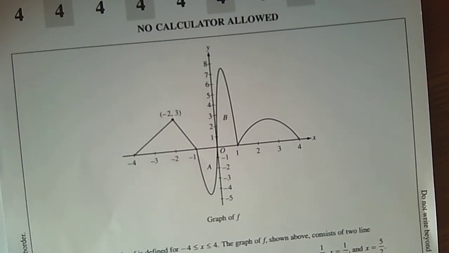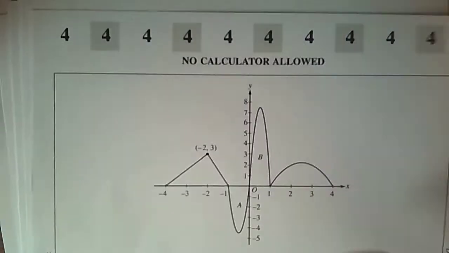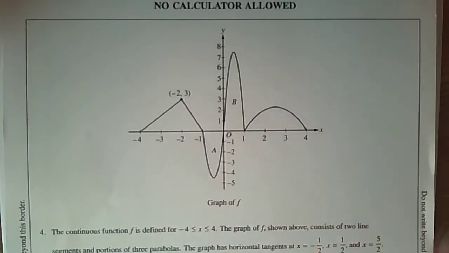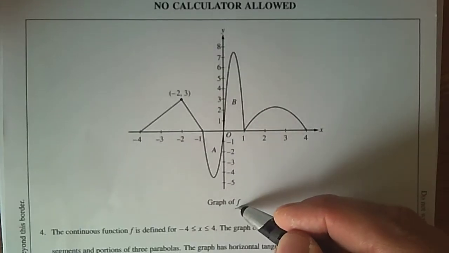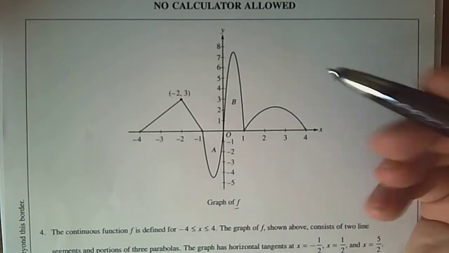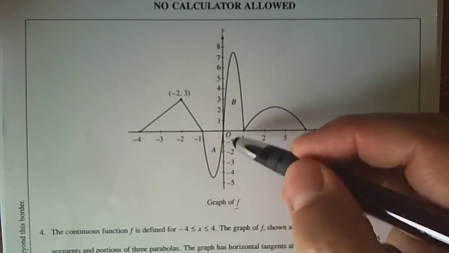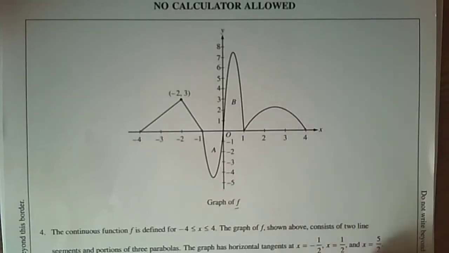Here is your free response question for the day. For this question, you're given a graph, and that graph is the graph of f. The question tells you that we have two line segments here, and then three different parabolas that form the other parts.